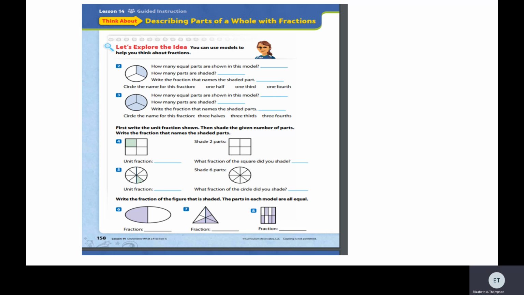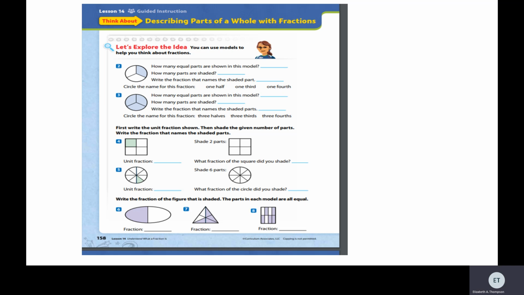For number 4, write the unit fraction for each shown. Shade the number of parts on the second one. So if you're doing number 4 and you shade the unit fraction, you should write 1/4 as your fraction. Then you go to the other one and you shade 2 parts. What was the fraction of the square that you shaded? If you put 2/4, you are correct.